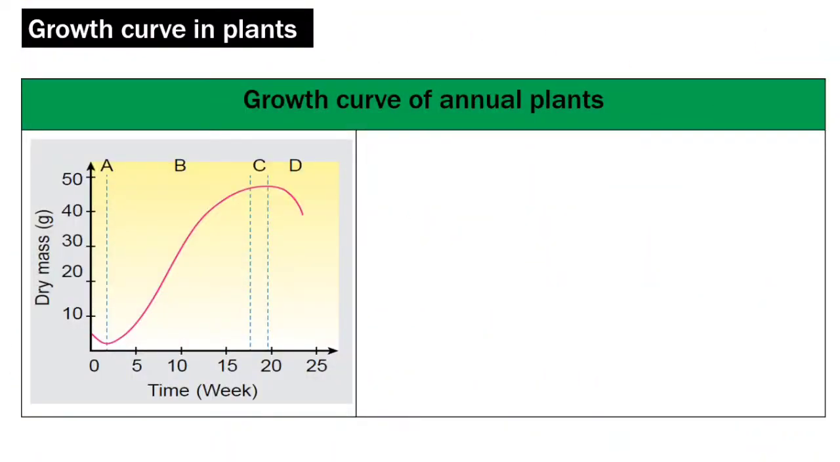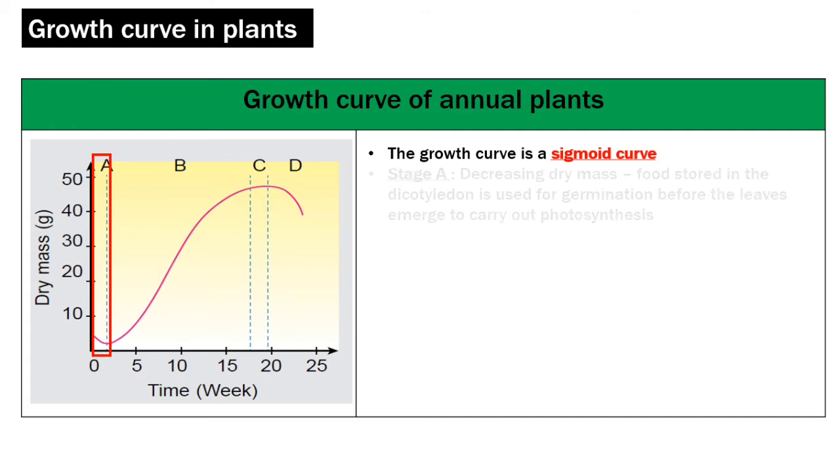Next, we will discuss about the growth curve in plant. The growth curve in plant is based on the type of plant, which are annual plant, biennial plant and perennial plant. So this is the growth curve of annual plant. They have 4 phases. First, the growth curve is a sigmoid curve. Sigmoid curve means the S shape of the graph.